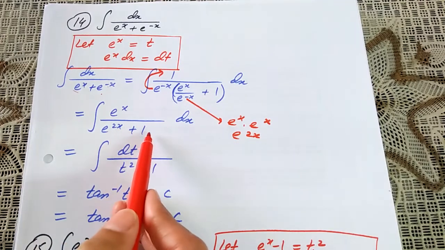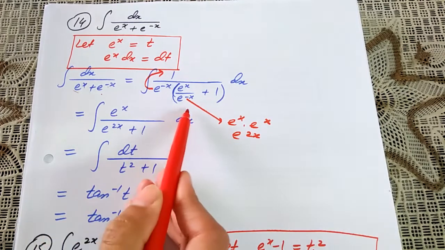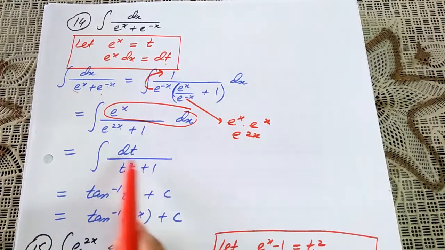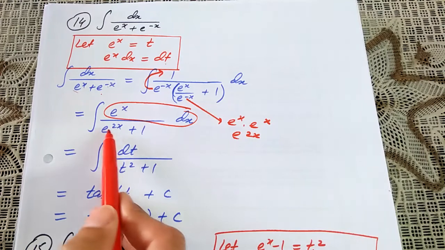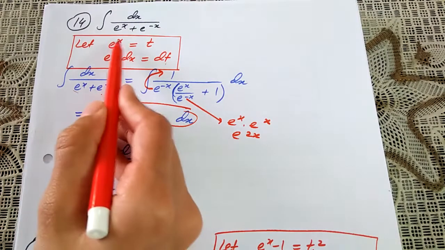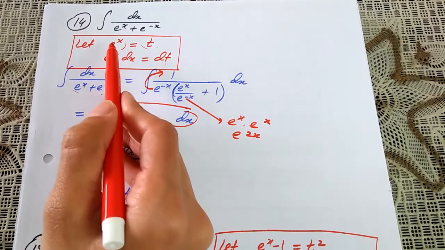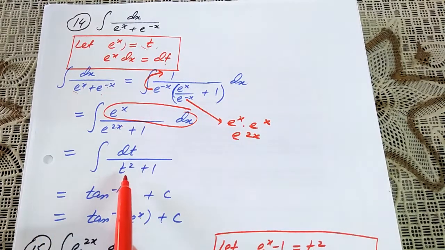Now we can easily replace it. E raised to power x dx is equal to dt. So I have written dt. E raised to power 2x: e raised to power x is t. If I take the square on both sides, I will get e raised to power 2x equals t square. So I get t square plus 1.